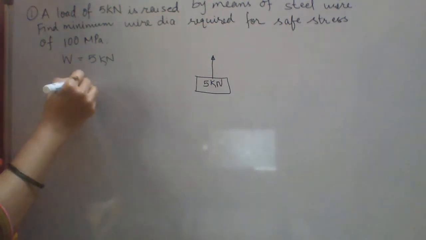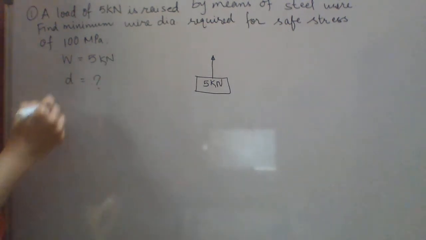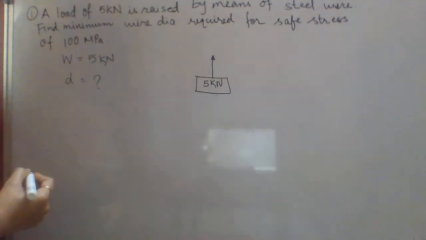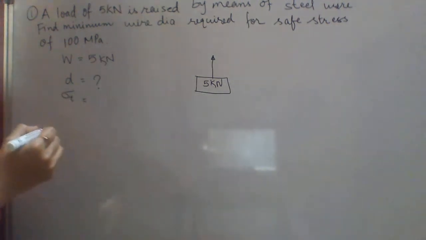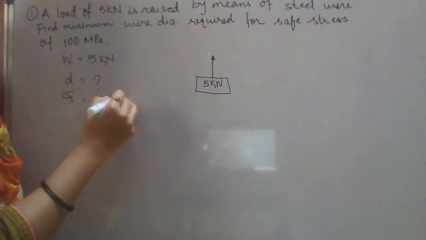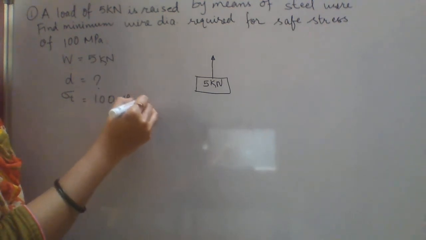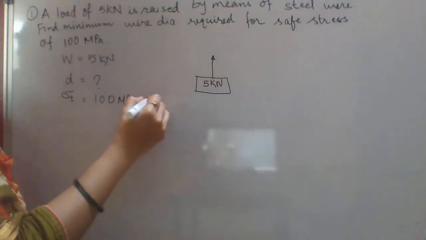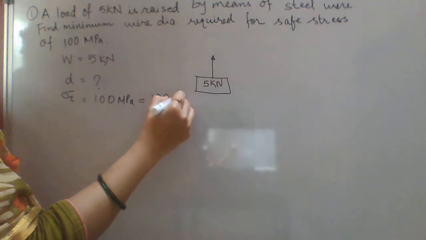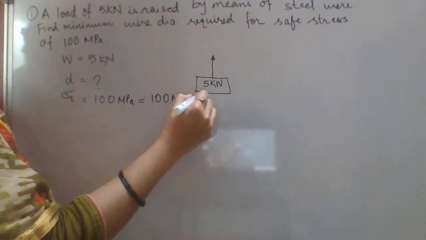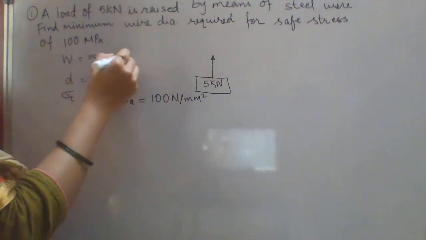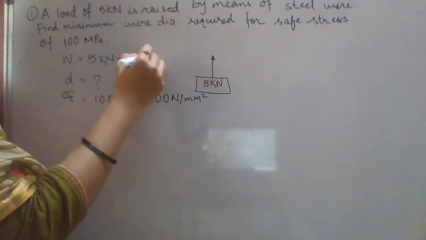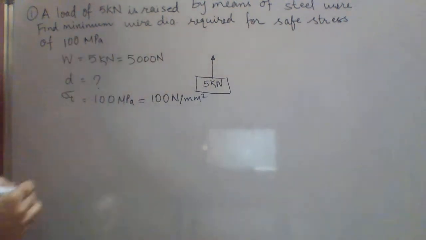Let the wire diameter be D, so D is unknown. And the safe tensile stress which can be induced into the wire is 100 megapascal. We are very well aware that megapascal is nothing but Newton per millimeter square. So this is 100 Newton per millimeter square. So this is in Newton, then we'll keep this also in Newton. So this will become 5000 Newton.